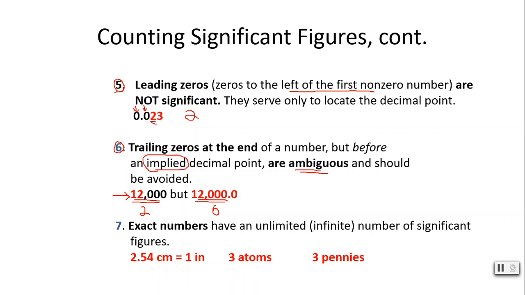This first number would be, there were approximately 12,000 people at the game. The second number, I counted all the tickets, I counted all the seats that were filled. There were exactly 12,000.